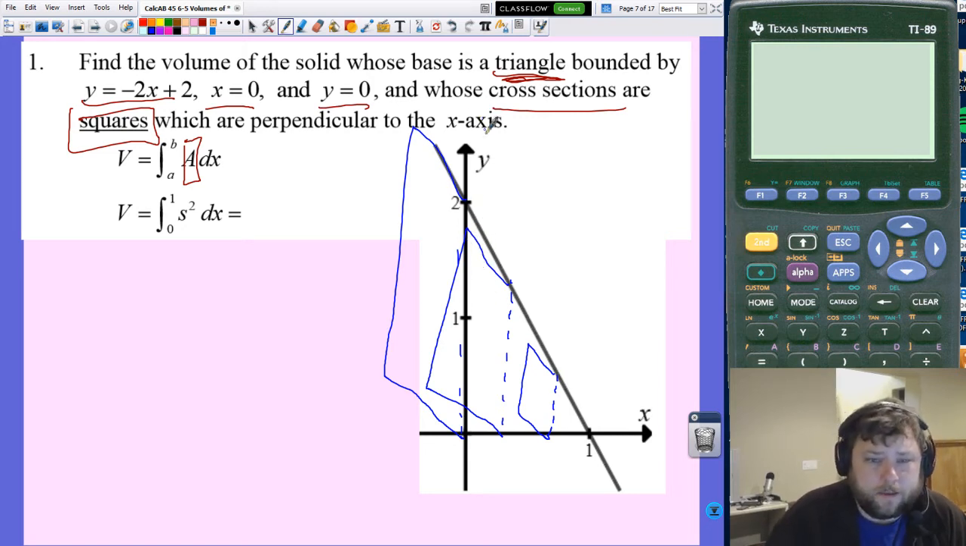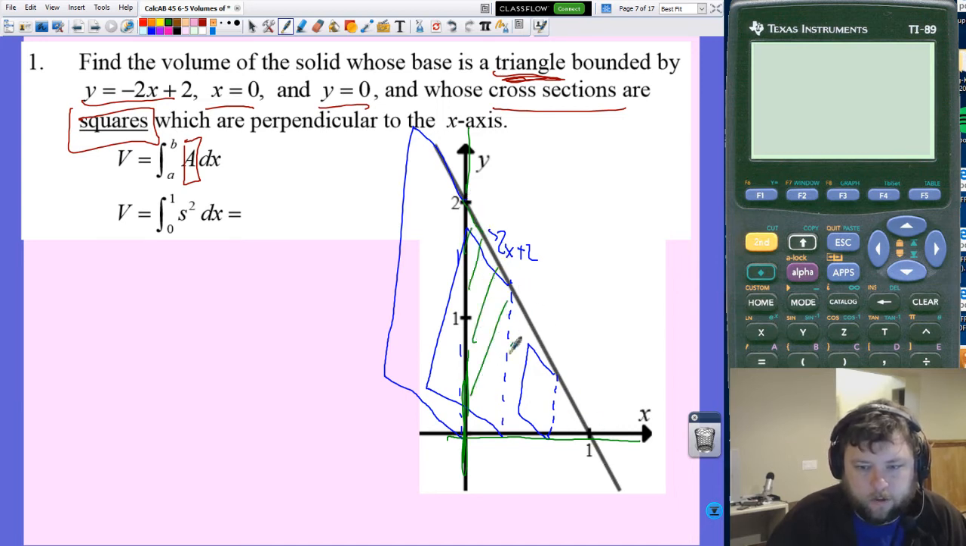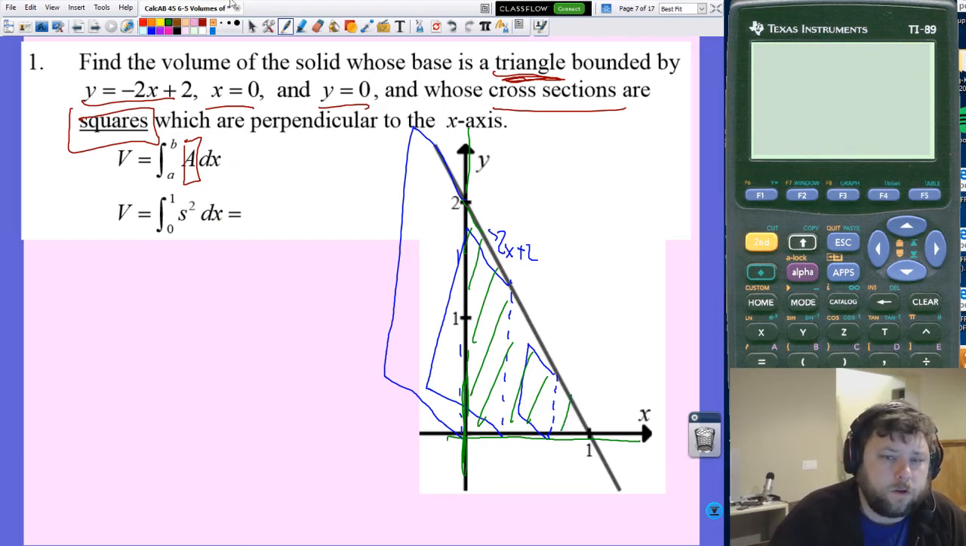Okay, and then this line right here is obviously negative 2x plus 2, and then we have x equals 0, which is this line right here, the y-axis, and y equals 0, this axis. So it's basically this triangle right here. So this would be the area we're using, and we have cross sections growing out of this. All right, so setting up this formula, what are the upper and lower limits? Lower is going to be 0, and upper 1, so 0 to 1.